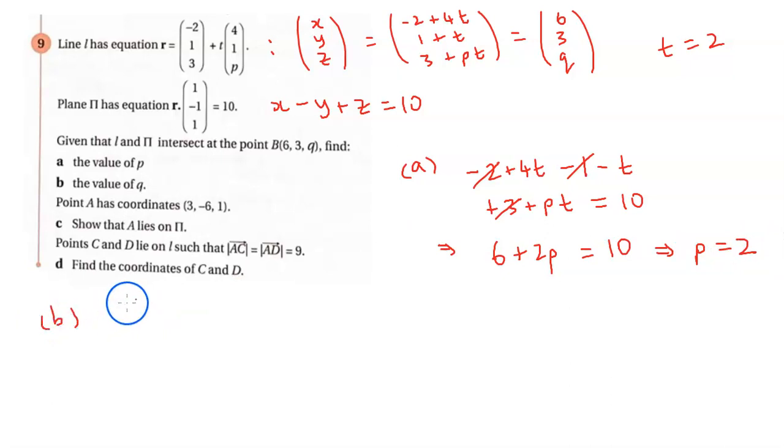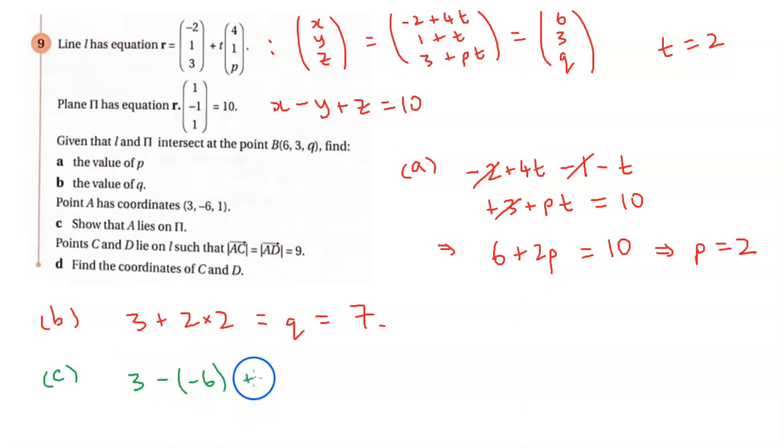That makes part B pretty easy because we have 3 + p times t equals q. So 3 + 2 times 2 equals q, and that is, of course, equal to 7. Moving on to part C now. We have that point A has coordinates (3, -6, 1). Show that A lies on pi. Not a problem. It just has to obey this equation here. So we have 3 minus -6 plus 1 equals 10. So that must mean that A is on pi.